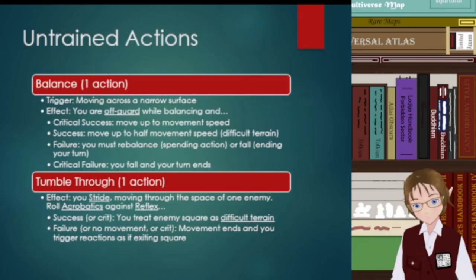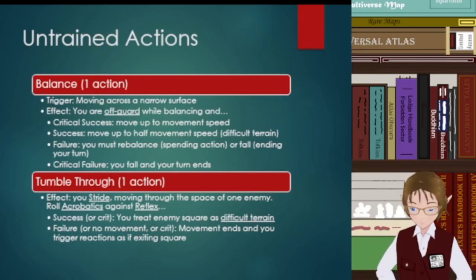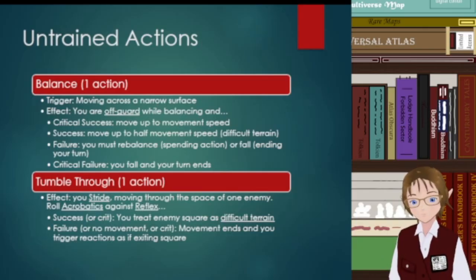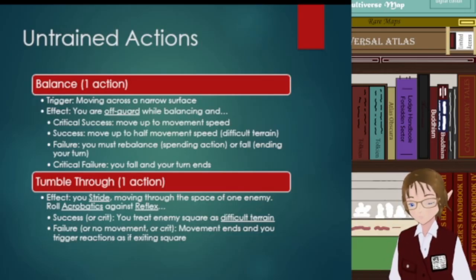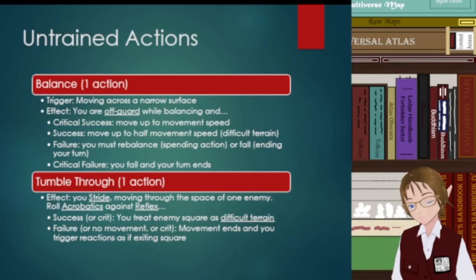And on a failure, the same effect occurs. The failure state for tumble through is just provoking reactions, however. It does not necessarily mean that you're going to be grappled or otherwise taken by an enemy, since many do not have a lot of reactions to respond with.